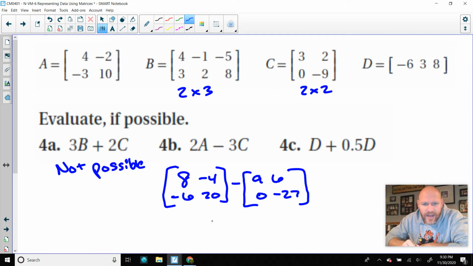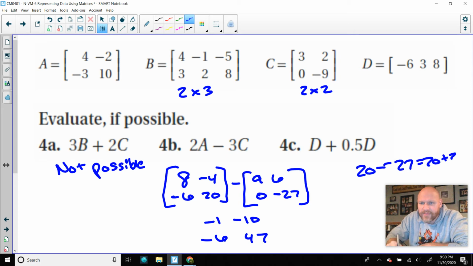So 8 minus 9 is a -1. -4 minus 6 will give us a -10. -6 minus 0 is a -6. And 20 minus -27 is actually going to be a 47, because when you subtract the negative, you're really adding a positive. 20 plus 27 is going to be 47. And that would be our answer for 2A minus 3C.